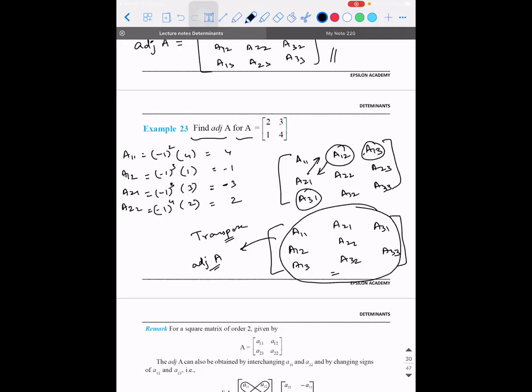So how will you write the cofactor matrix in this case? 1, minus 4, minus 3, 2. What is the transpose of this?